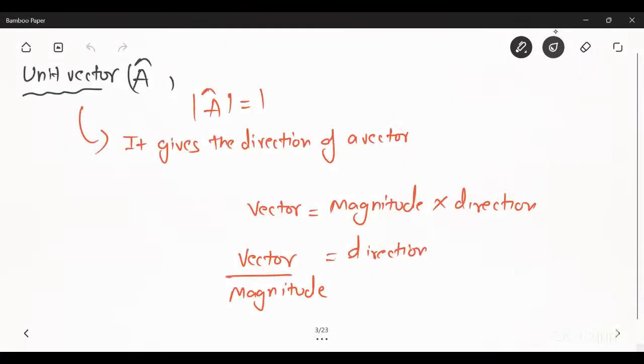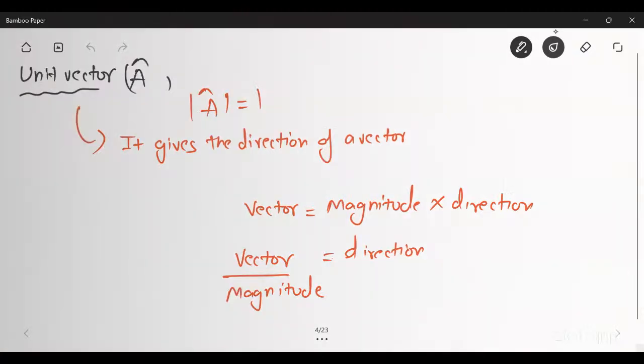Next, we discussed the unit vector. A unit vector can be denoted by a cap, and the magnitude of a unit vector is always one. So a unit vector means one whose magnitude is always one, and a unit vector is used to find the direction of a vector. As we know, a vector has both magnitude and direction, so vector is equal to magnitude into direction. Now we find the direction is equal to vector upon magnitude. So a cap is equal to a vector upon mod a vector.